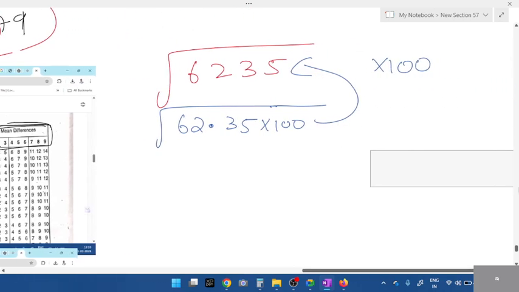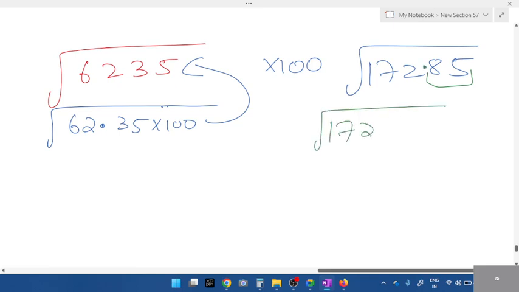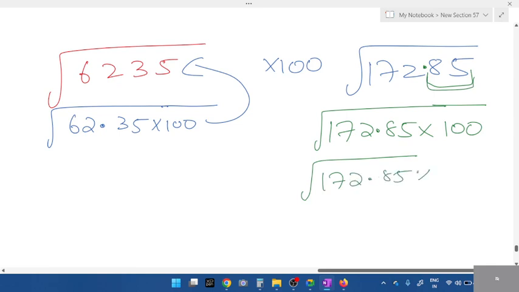First, we'll do a few questions on 17285. How do you split into 100, students? Simple. After 2 digits, you keep a point. What do you get? 172.85 into 100, just because we kept 2 places. If I split this separately, what are we getting? 172.85 into square root of 100, so 172.85 into 10. Is this clear?